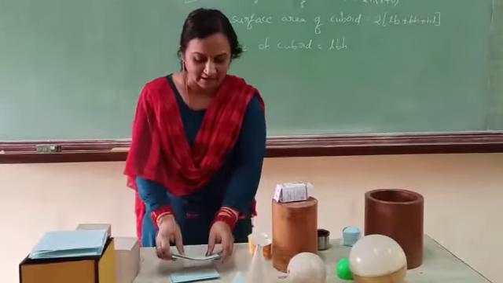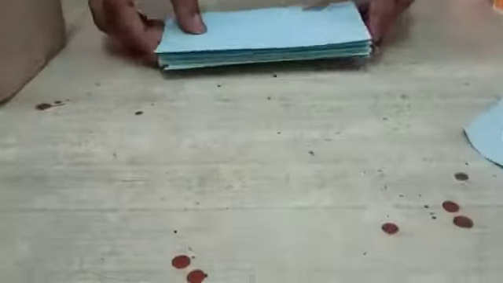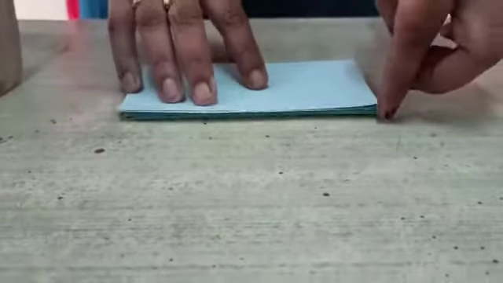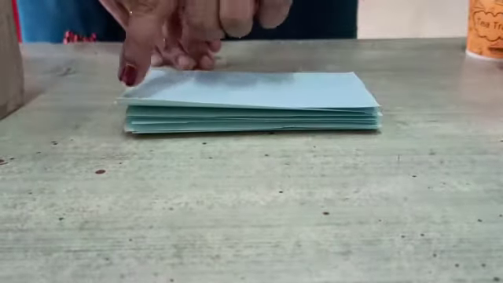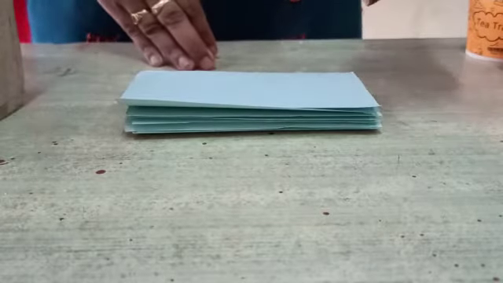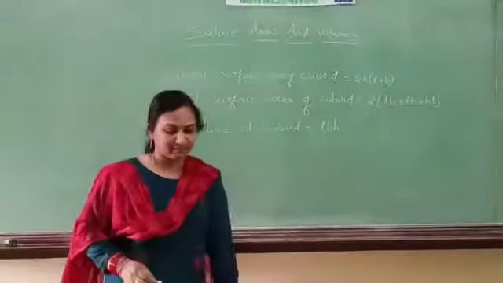Likewise, I have taken n number of rectangles. So, n into L into B. Here, n is nothing but the height of this cuboid. So, then we can write L into B into height, which is nothing but the volume of the cuboid. So, the volume of a cuboid is L into B into H.